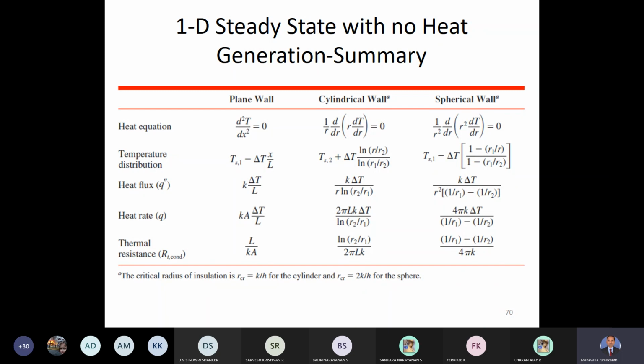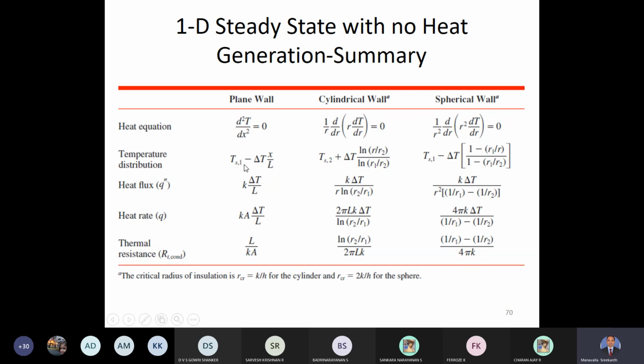So you have these equations here. This is the general heat equation in one-dimensional steady state with no heat generation. You see, we have reduced it to the least complicated situation here. If you consider this for a plane wall, this will be the governing equation. This will be for the cylindrical geometry, and this will be for the spherical geometry.